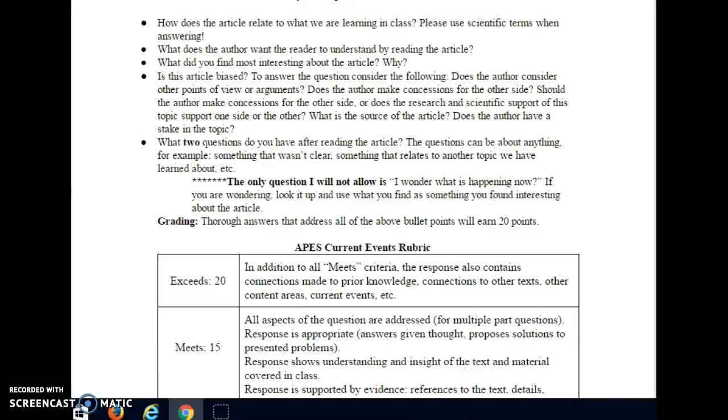All right, grading: thorough answers that address all the above earn 20 points, and it should be written in paragraph format. You don't have to have a separate paragraph for each of the different bullet points. They should be worked in there. And the maximum number of points you can get is 20. If you don't do one of the 5 bullets, then we immediately take off 5 points. So just make sure you're answering all 5 bullets thoroughly, and you should get 20 points.